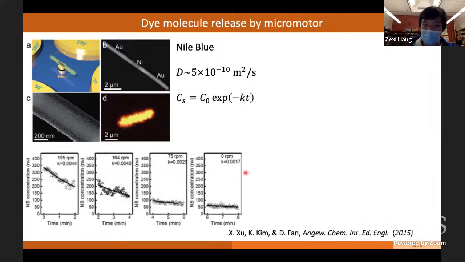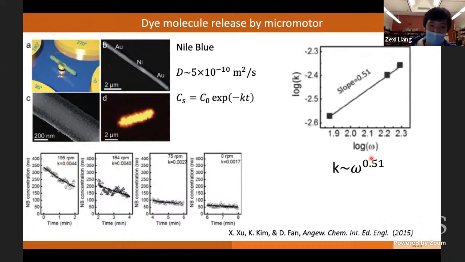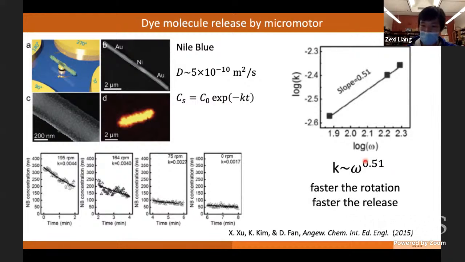We did the observation at different rotation speeds, from zero revolutions per minute up to 195 revolutions per minute. It turns out that this release rate constant K increases as the rotation speed increases. Here's the log-log plot between K and omega. K scales with the rotation speed omega to about the power of 0.5. It indicates that the faster the rotation, the faster the release. So this is one of our early works about using mechanical motion to tune the release rate.